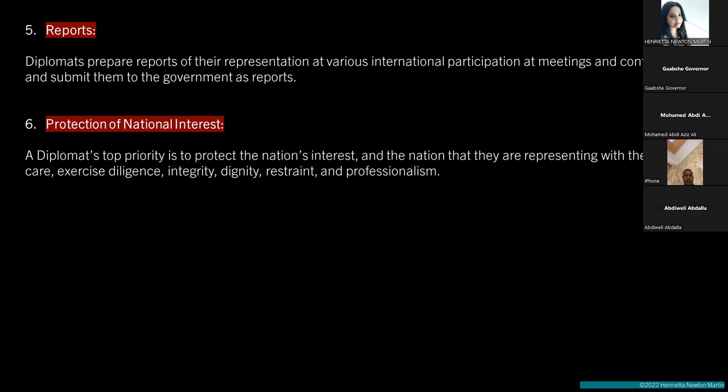Then is protection of national interest. The major role of a diplomat is, of course, to protect his own country's interests, that is the national interest of the country for which he is appointed to be the mouthpiece. So it's a topmost priority of a diplomat to protect the interests of the nation they are representing with utmost care and diligence. He is expected to exercise diligence, integrity, dignity, restraint, and professionalism. So this is all for bargaining power and the functions of a diplomat in brief.